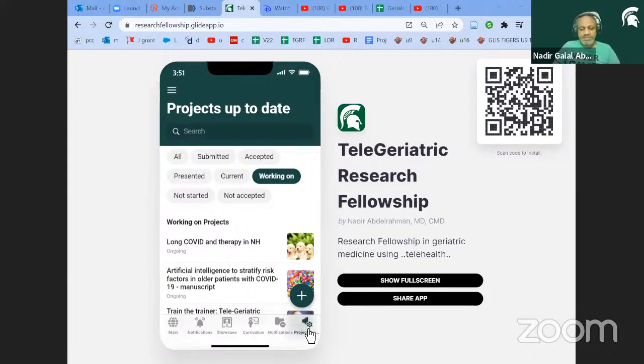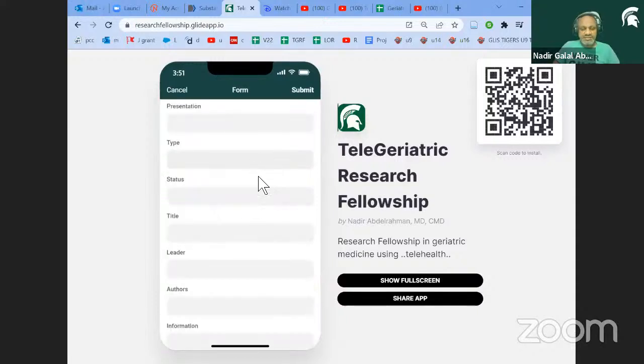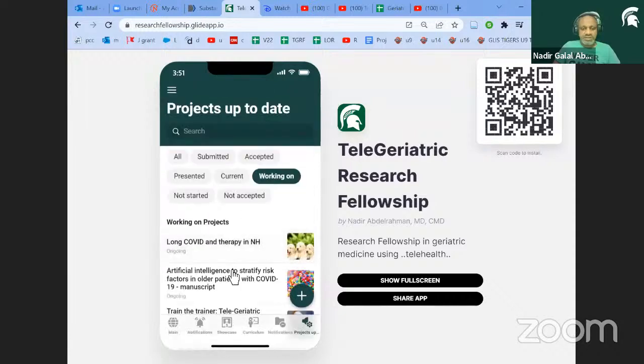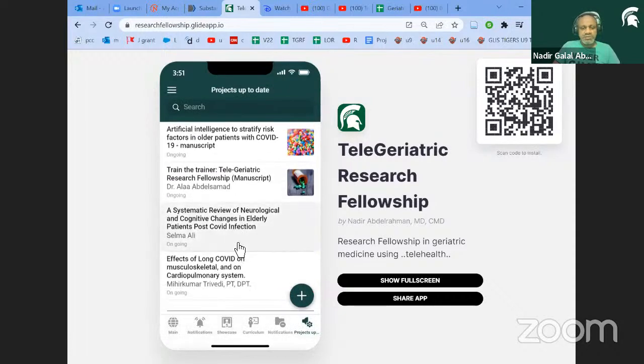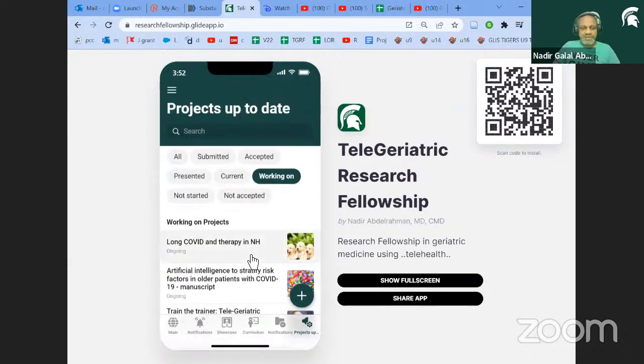You just click on the project update, the plus sign. If you click that, it will give you a form. You can update or add your new idea, and it will be listed here. So if you want to join some of these active projects, you can do that.